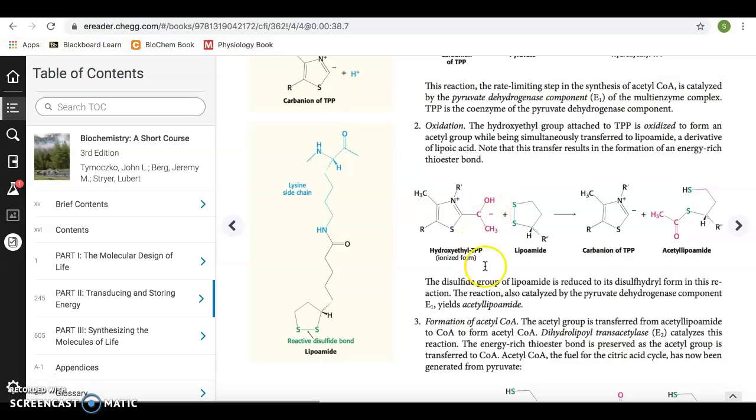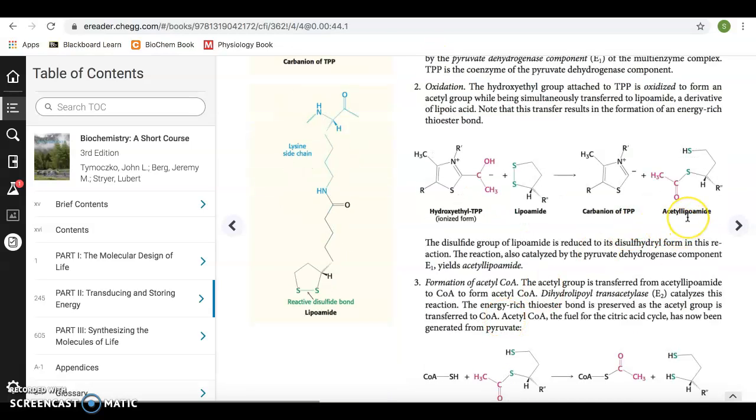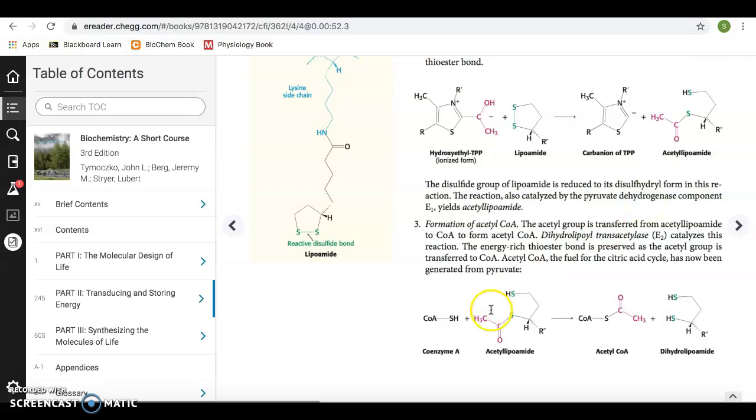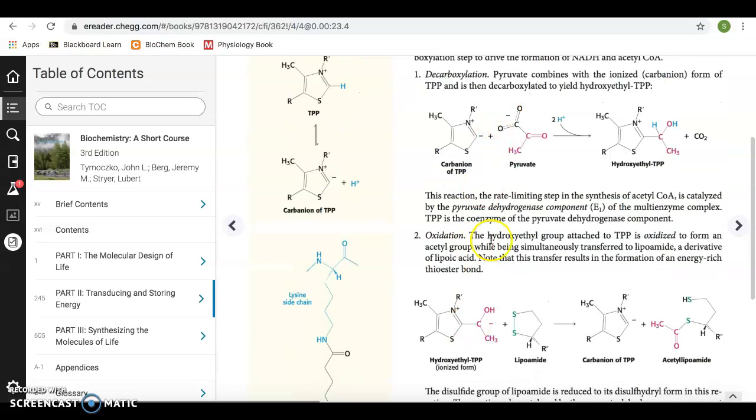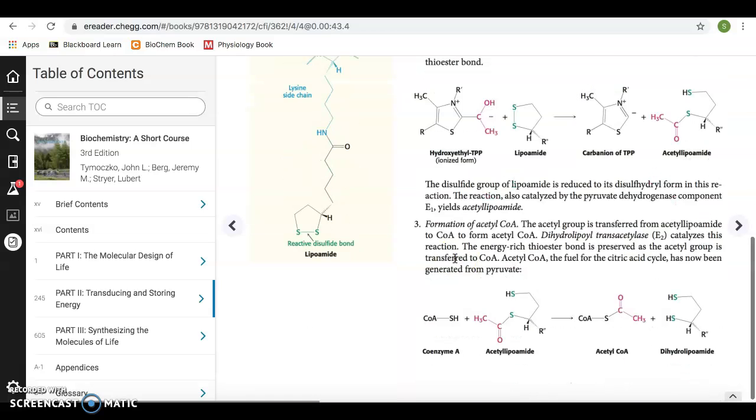So that can react with lipoamide, and that regenerates our carbanion form of TPP here and leaves us with acetyl lipoamide. And this actually makes our energy-rich thioester bond. Next, coenzyme A reacts with the acetyl lipoamide. Oh, and both of these reactions are done with pyruvate dehydrogenase as the enzyme catalyst.